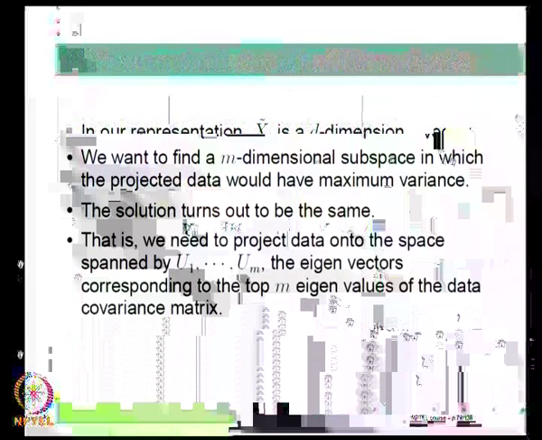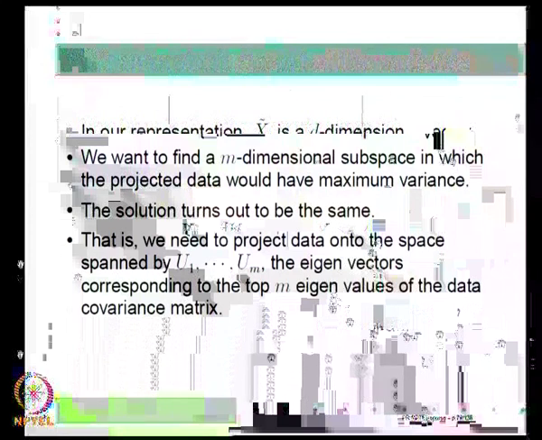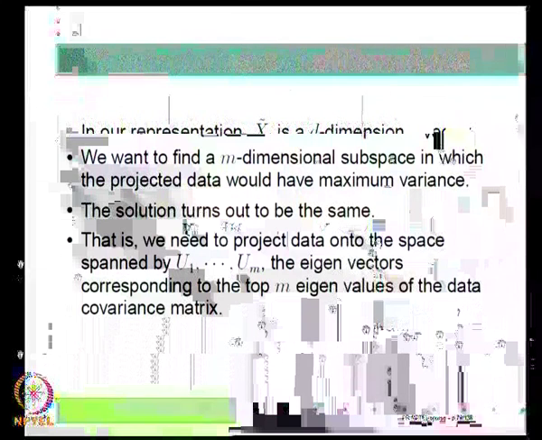Now, this is as far as the viewpoint of finding the best mean square approximation is concerned. So, let us look at the other viewpoint of maximizing variance, right. We want to find an m dimensional subspace in which the projected data would have the maximum variance. As you already saw, the solution will turn out the same, that is, once again we have to project data onto the space spanned by u1 to um, the orthonormal eigenvectors corresponding to the top m eigenvalues of the data covariance matrix. We will see it quickly, we will not even give as much detail for this proof as the earlier one.